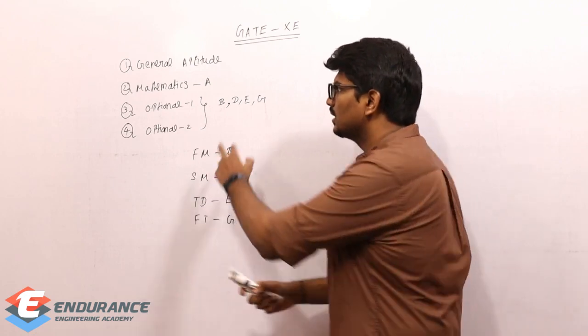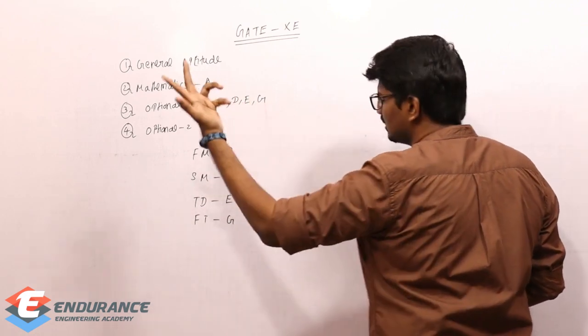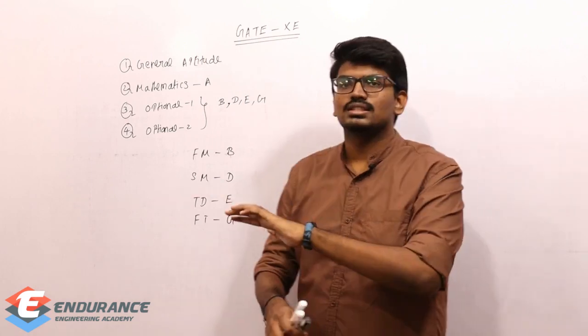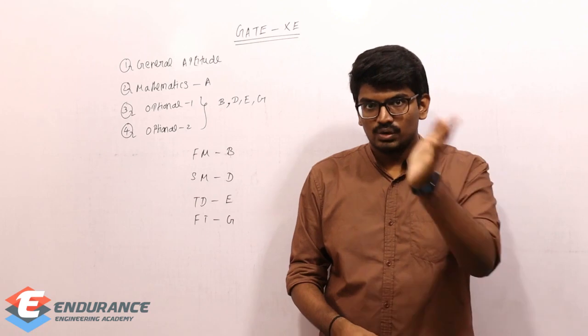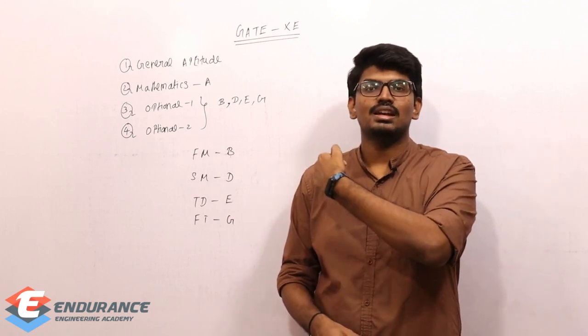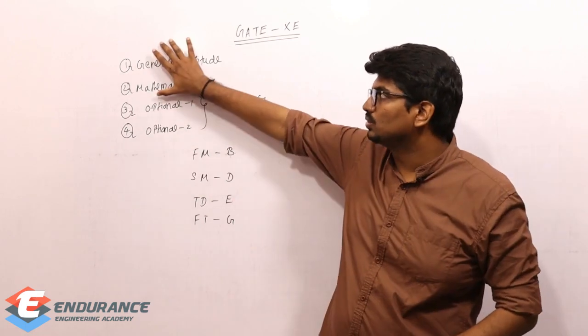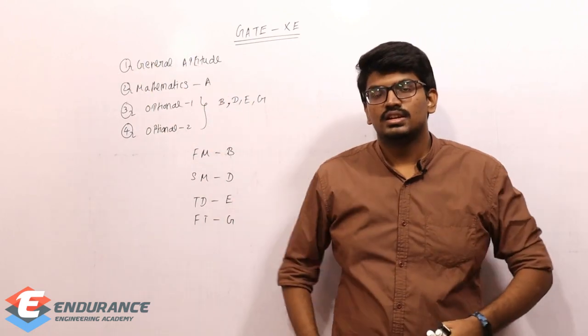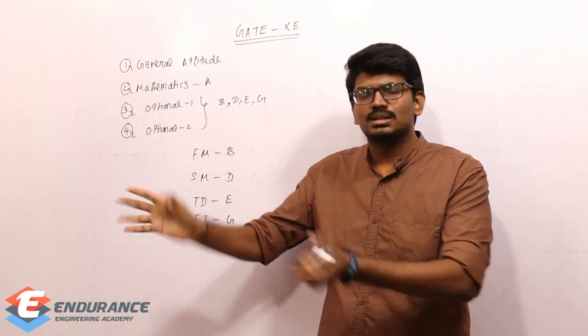Even if you select BD, or BE, or EG, DG, whatever, the rank is going to be common. You are going to compete with other students. Listen carefully. You are going to compete with students who wrote a completely different paper. Of course, not these two: general aptitude and maths are common. So you are going to compete with a student who wrote a completely other paper.